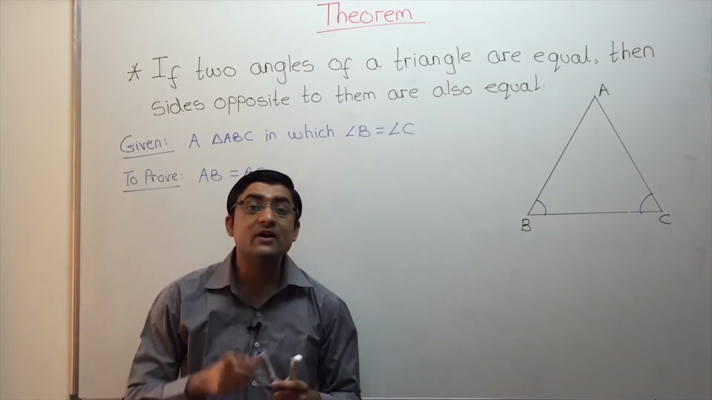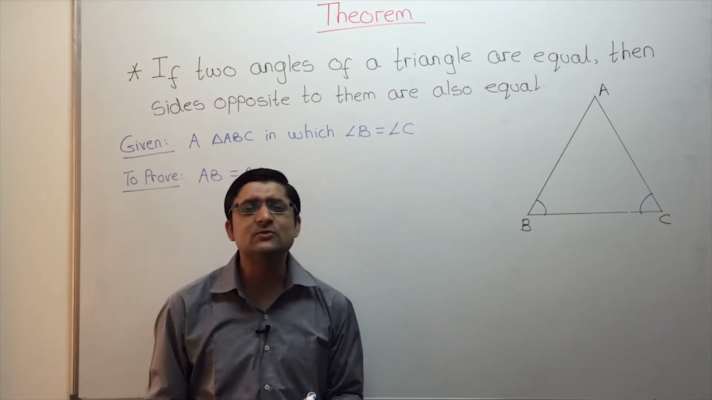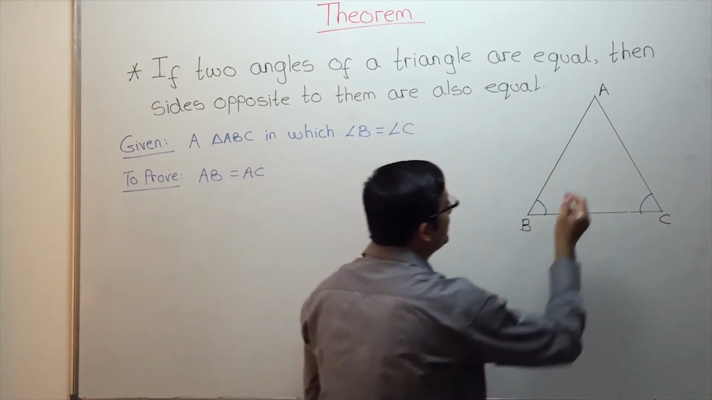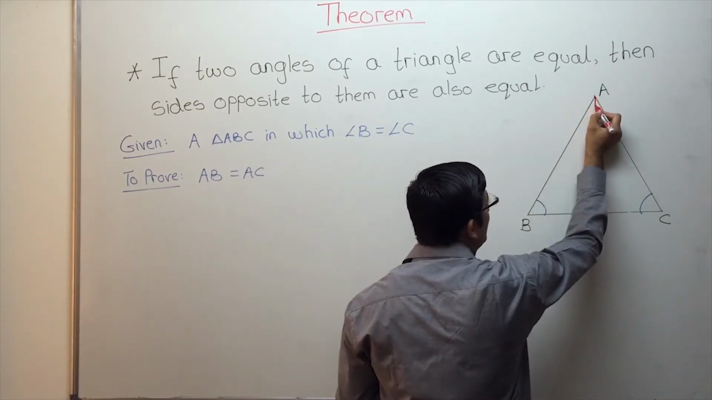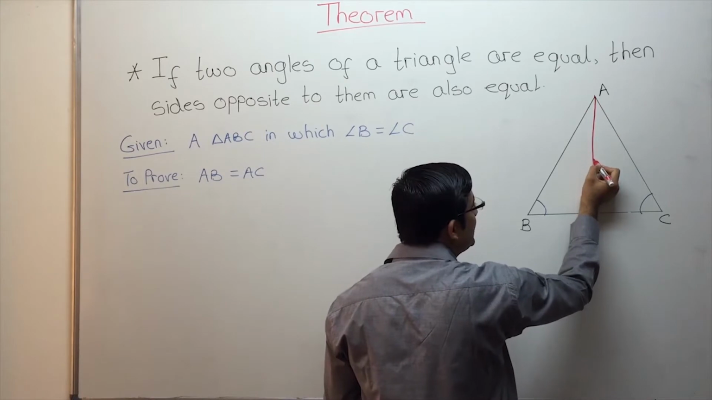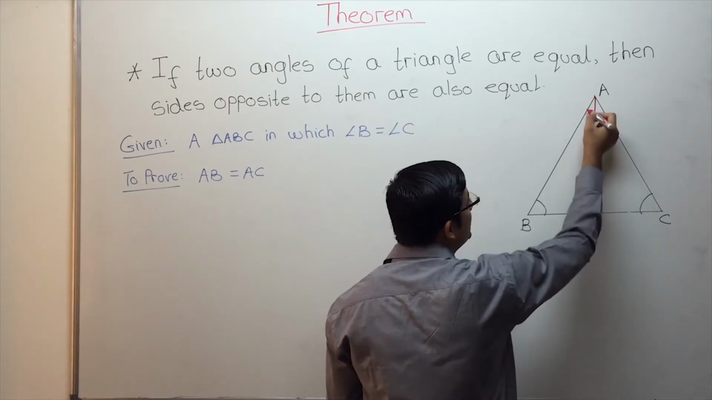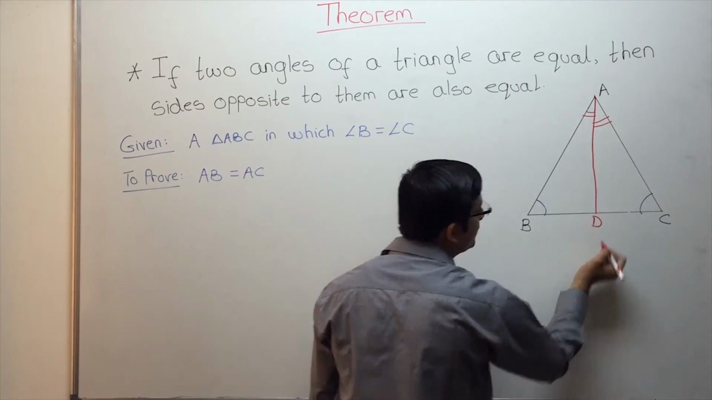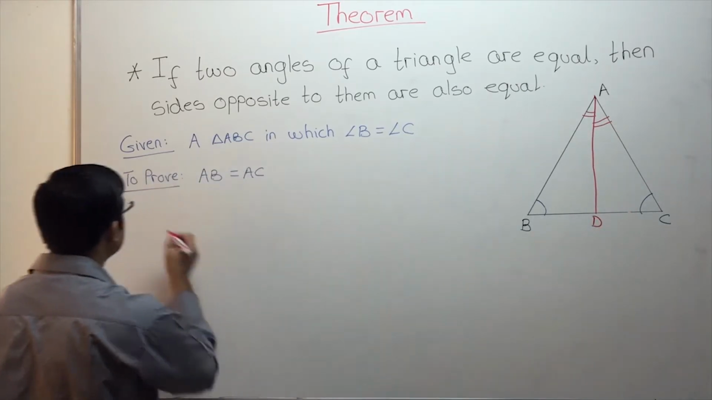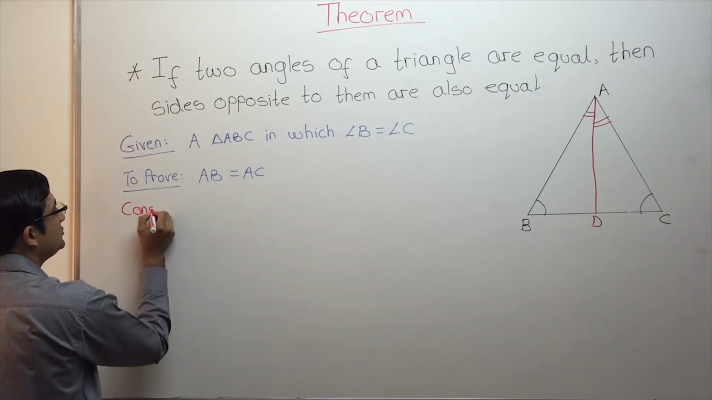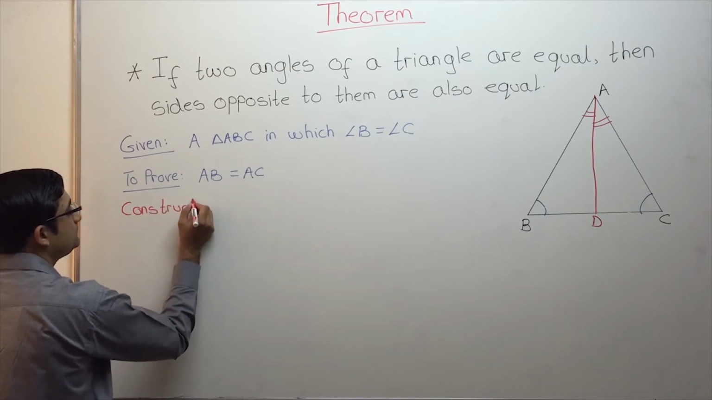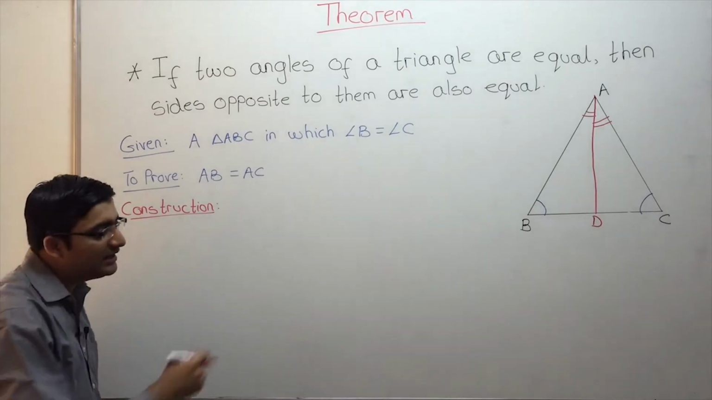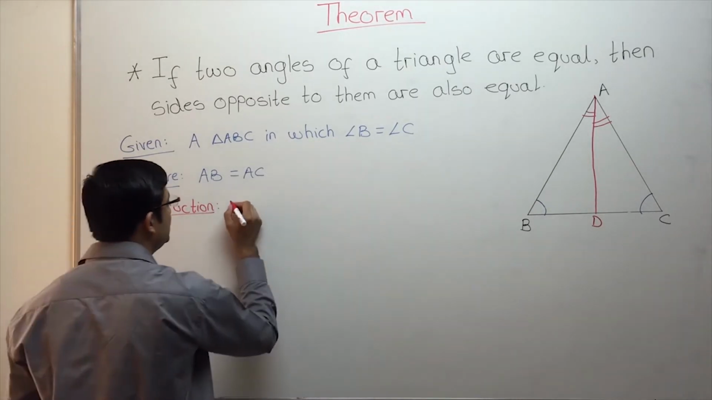Now to prove this, we have to do a construction. Same construction which we did in the previous theorem. That is, draw the angle bisector of A. So I'm going to draw the angle bisector of A. What does the angle bisector do? It divides the angle in two equal parts. So it's going to divide this angle in two equal parts. So let's say this point over here is D. So whenever we do a construction, do mention it over here. So construction. What is the construction? Draw the angle bisector of A and let it meet BC at D.